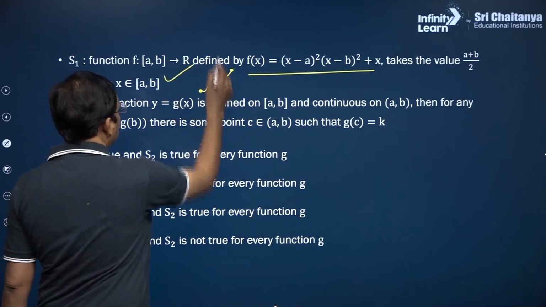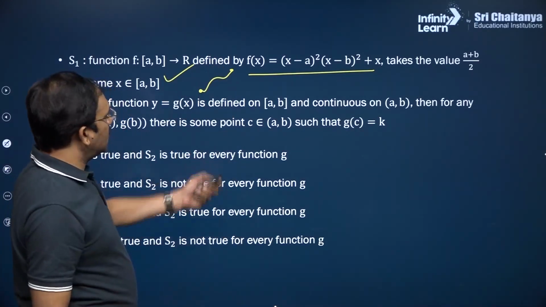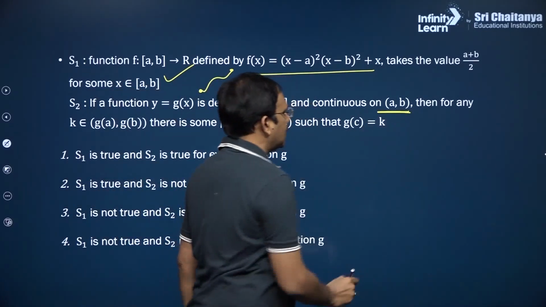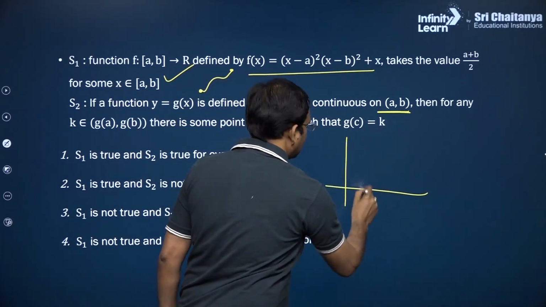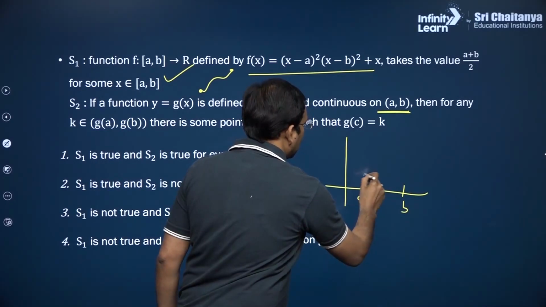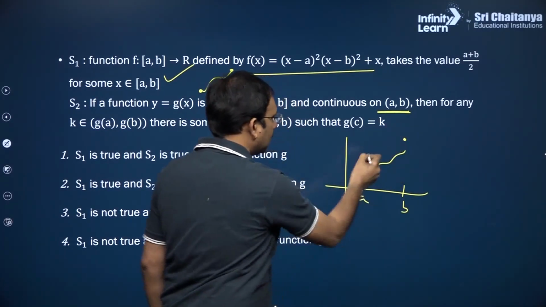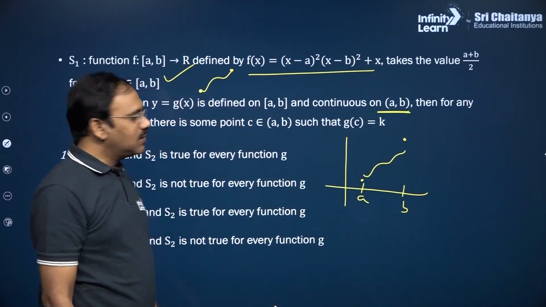This statement is correct, and g of x is defined in closed AB and continuous on open AB he has given. That means my dear friends, suppose this is AB, continuous on open AB, but f of a here, f of b here, then it won't take the value between these two gaps.